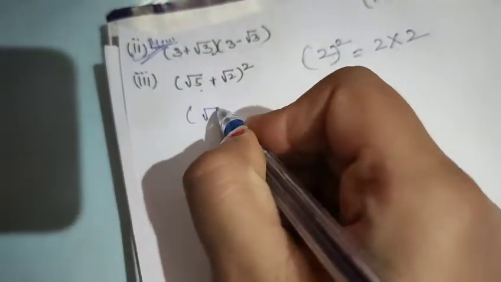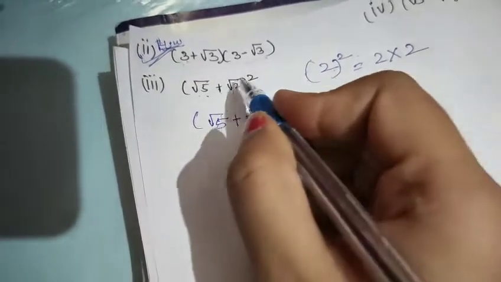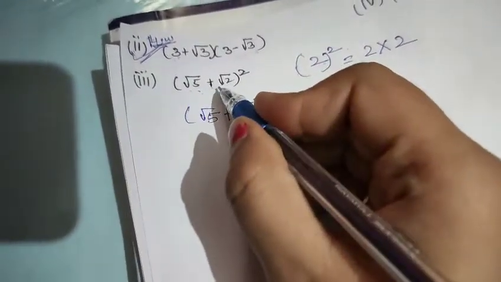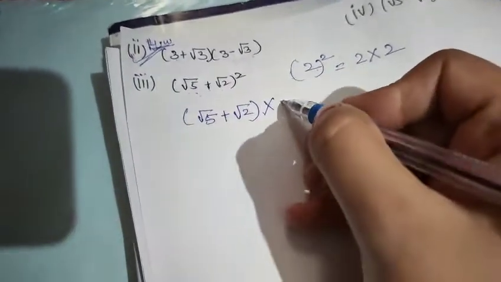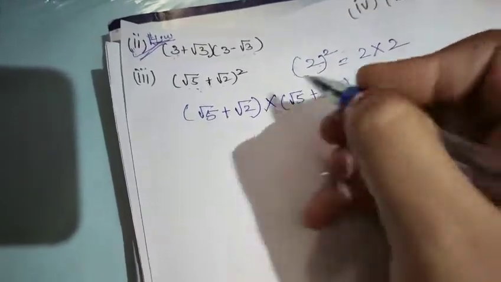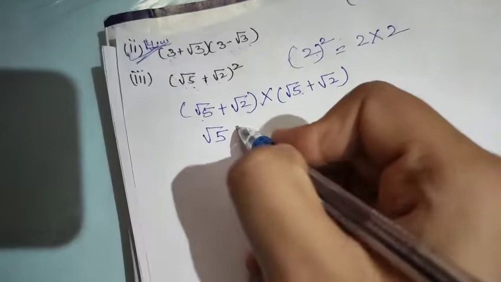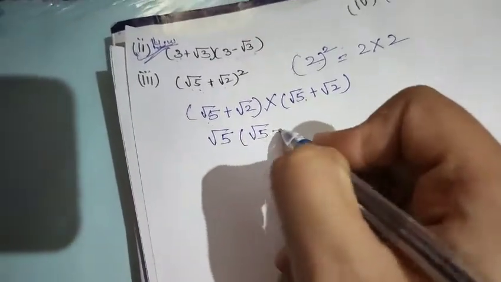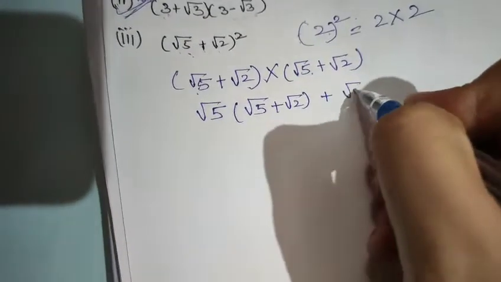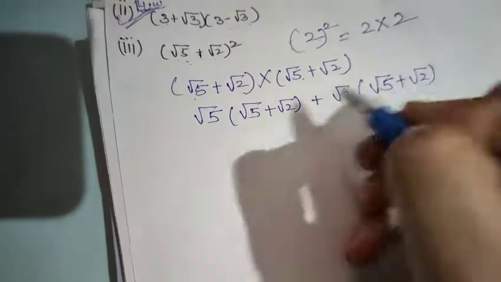Therefore, (root 5 plus root 2) whole square, to the power 2, that means you have to multiply this number 2 times, that is (root 5 plus root 2). Now multiply 1 by 1. Root 5 multiply this bracket, plus root 2 multiply (root 5 plus root 2).